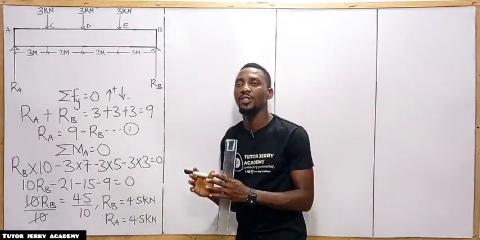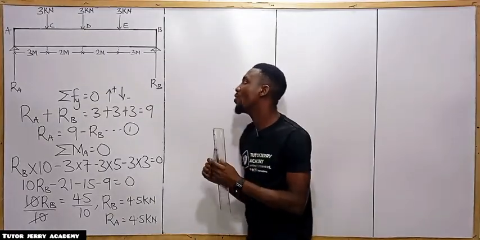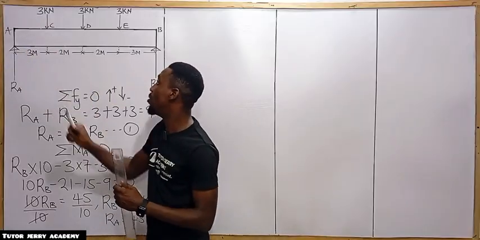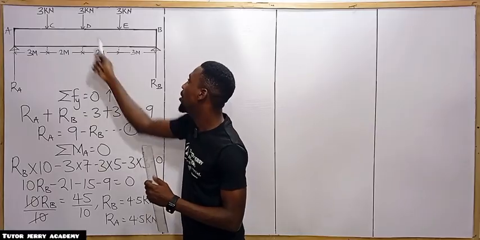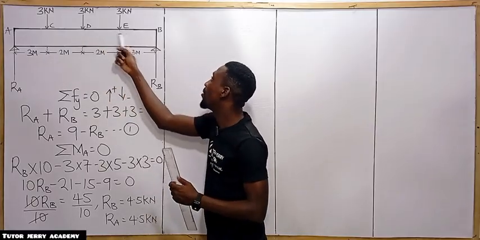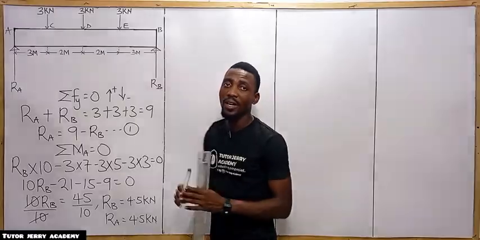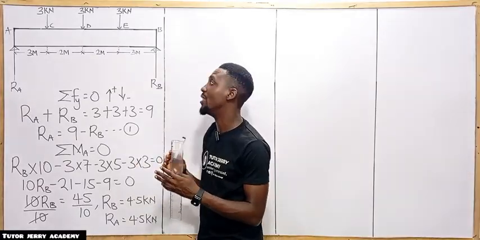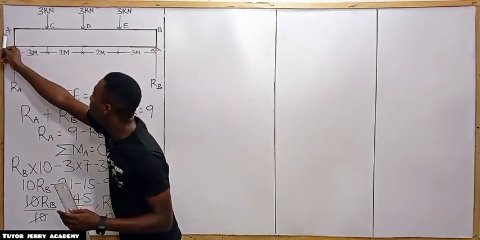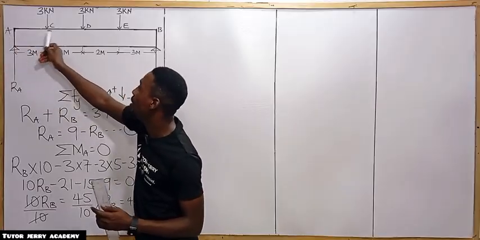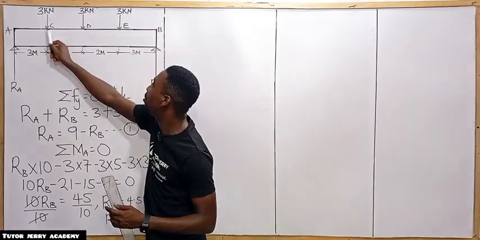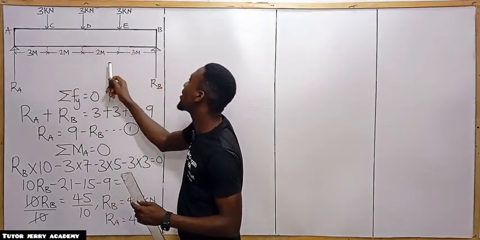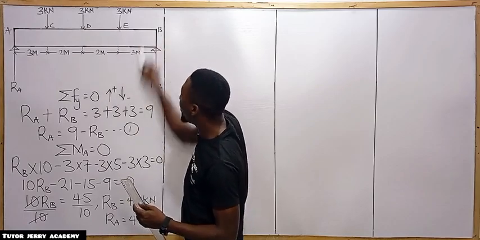For us to apply the sectioning method here, the first thing you check is all the points where we have load. From this point to this point we have load, from this point to this point we have load, from this point to this point there is load, while from this point to this one we don't have any load. Now, in between the loads, you are going to have sectioning. Between this point and this point, you have one sectioning. Between this point and this point, another sectioning. Between this point and this one, another sectioning. Between this point and this point, another sectioning.